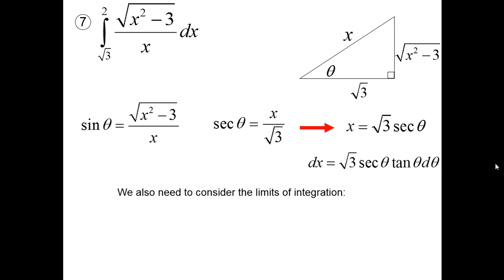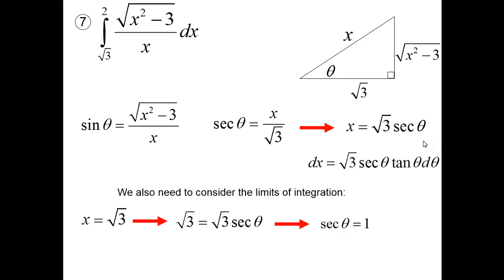And then, I always like to change the limits of integration. So the lower limit was x equals square root of 3. Well, we need everything in terms of theta, don't forget. So I put that x equals square root of 3 into this expression right here for x. Then we're going to solve that for theta. So the question you would need to ask yourself here is, where does secant theta equal 1? Remember, secant is really 1 over cosine. So where does cosine equal 1? And that would occur where theta equals 0.